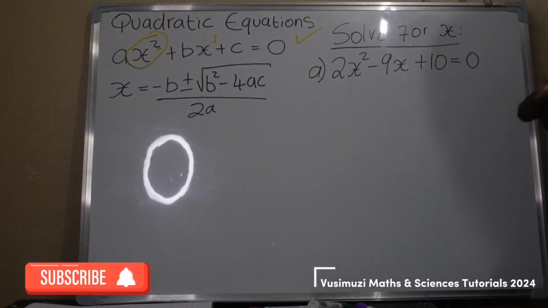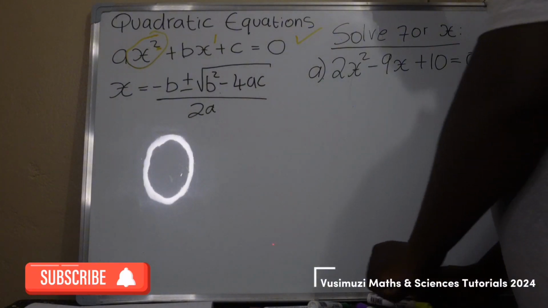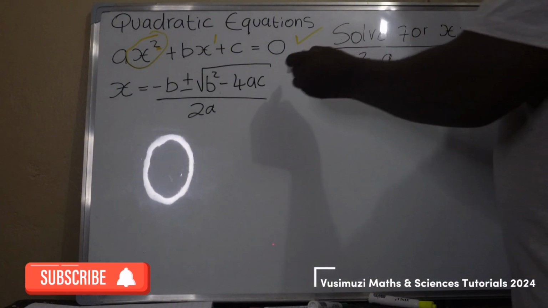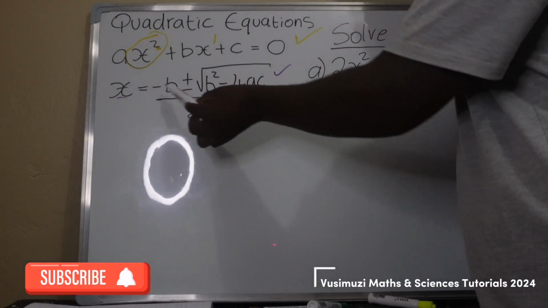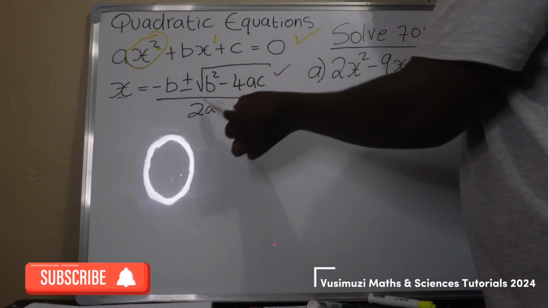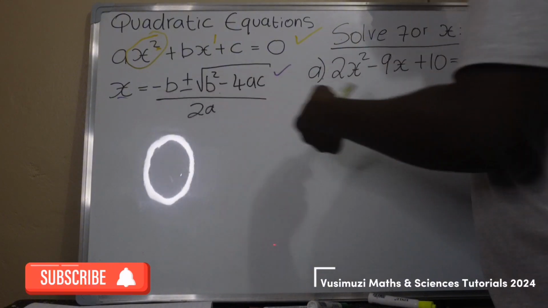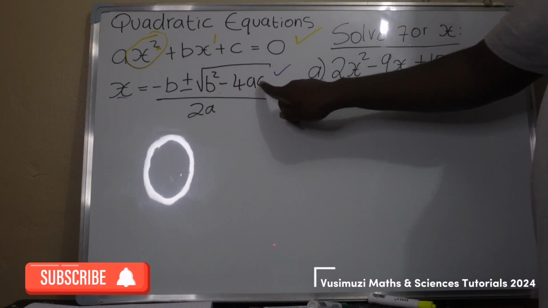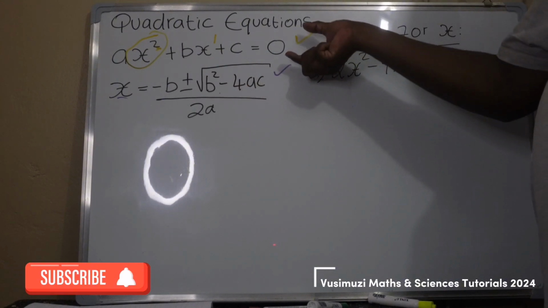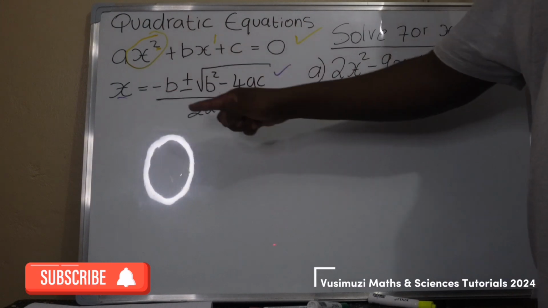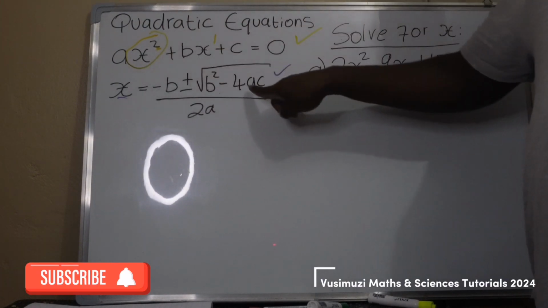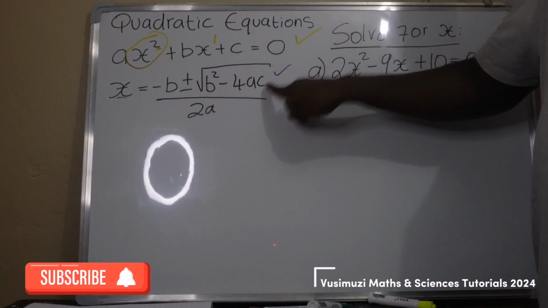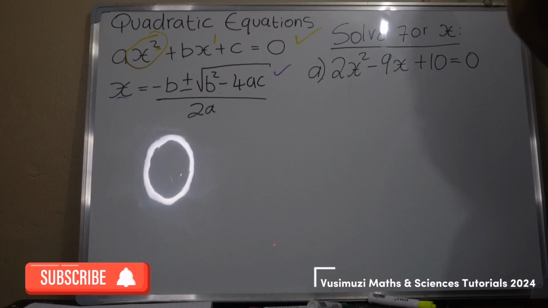Now, here's the thing. Here's the formula we use for solving quadratic equations. This one. x is equal to negative b plus or minus the square root of b squared minus 4ac, over 2a. Now, these letters a, b, c come from this standard equation of a quadratic. This a is this one. This b is this one. This c is this one. I hope you are clear on that one.